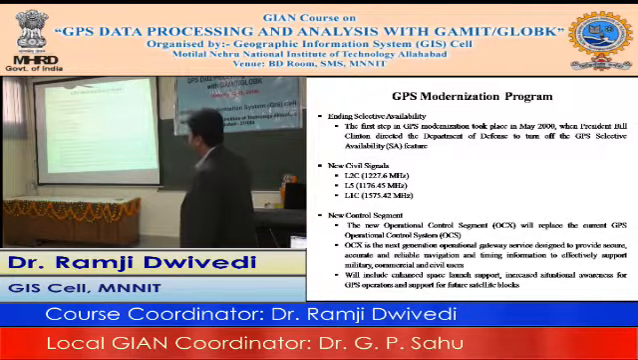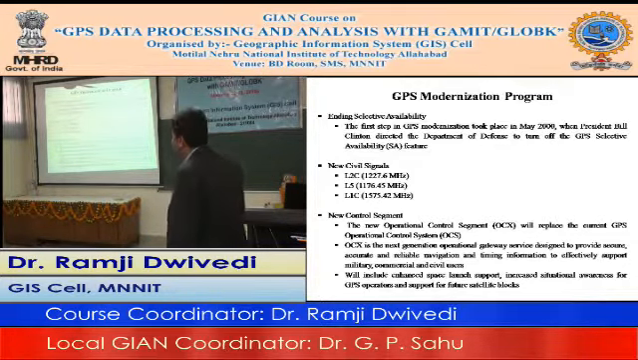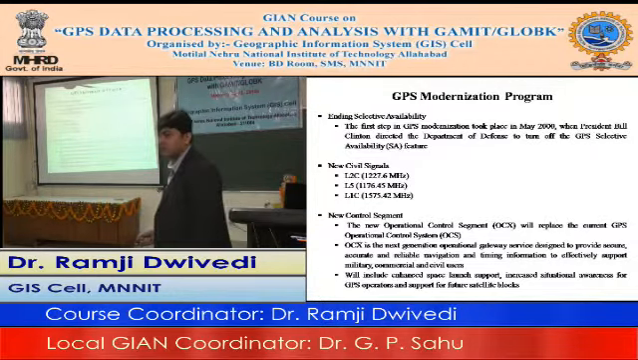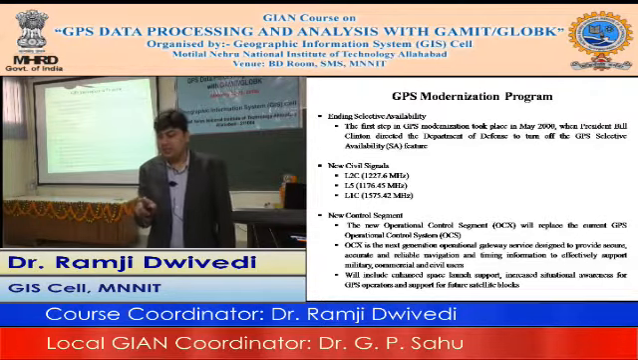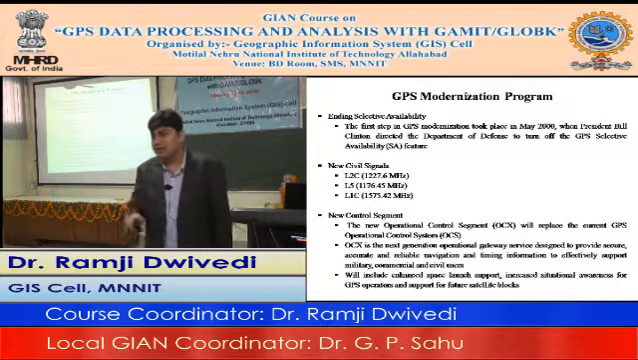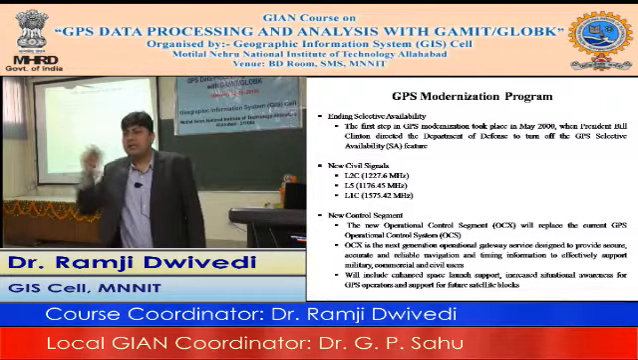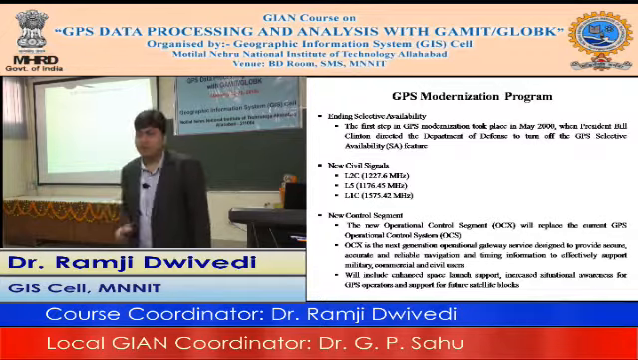New civil signals are coming: L2C, where the civilian pseudo-range codes are available on L2. The new carrier signal is coming on L5, another segment of the L band, and L1C. These are the new civil signals. The chipping rate is also increased for the CA code. Currently the CA code chipping rate is 1.023 megahertz; in future we'll have 10.23 megahertz for the CA code also.